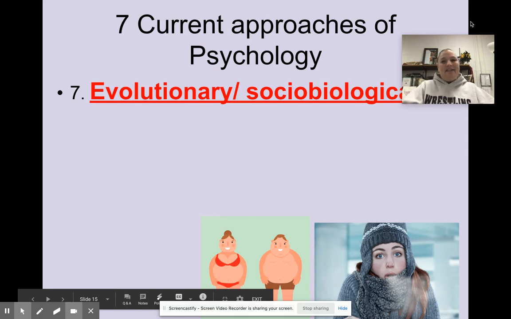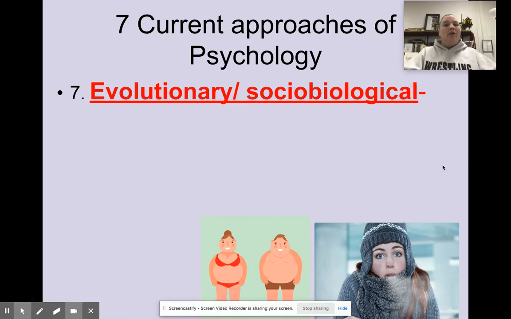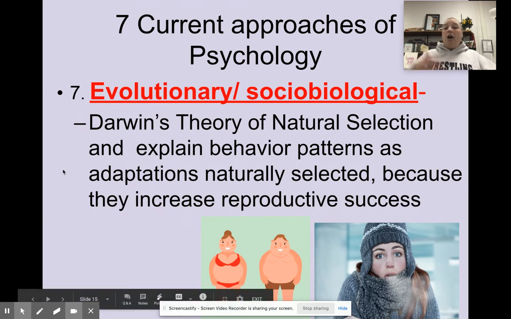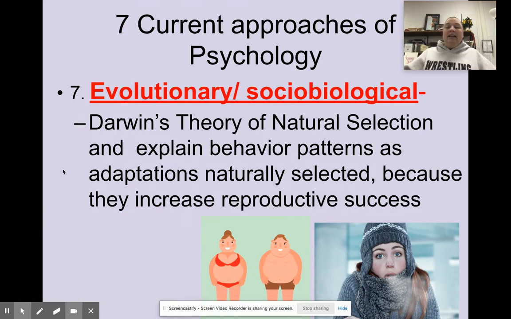All right, number 7 is the evolutionary or sociobiological theory. Okay. Darwin's theory of natural selection is an example of this. They explain behavior patterns as adaptations naturally selected because they increase reproductive success. Now, I know that's a lot of words, but let me basically give you an example. Have you ever noticed that in the Midwest, there's a lot of obesity in males and females?